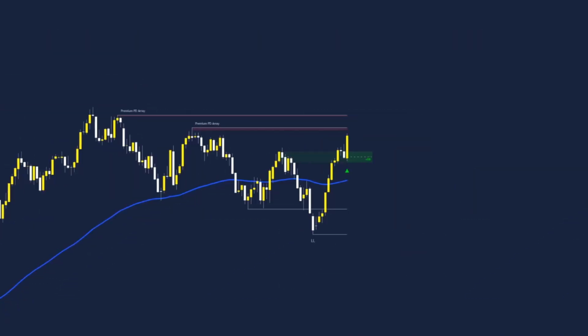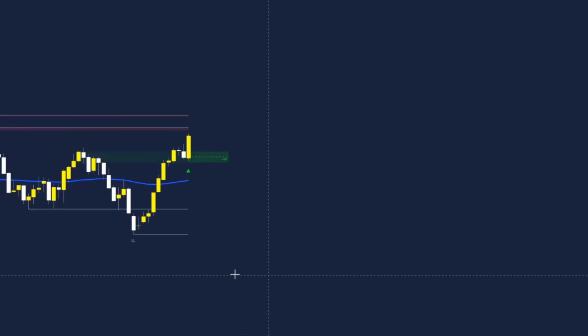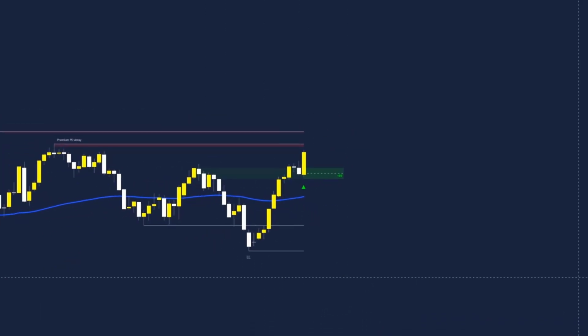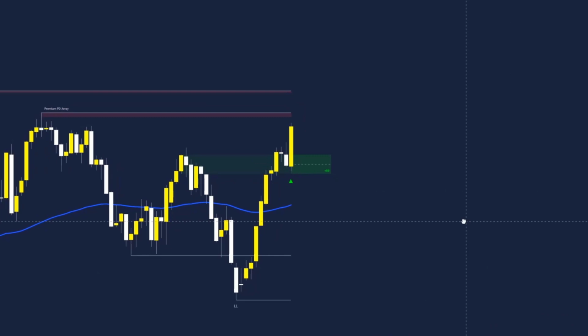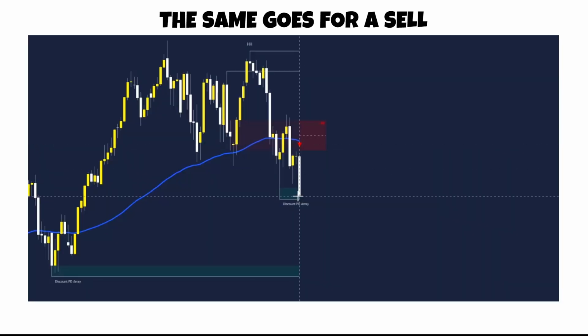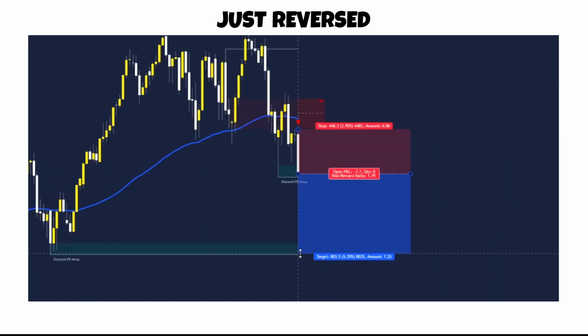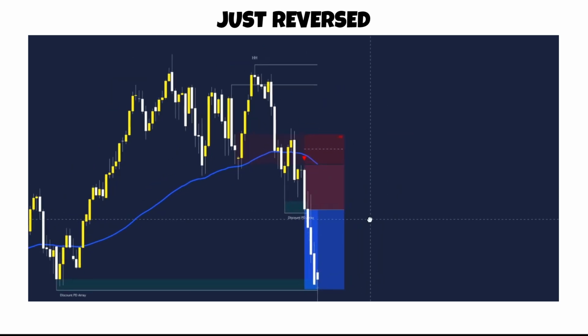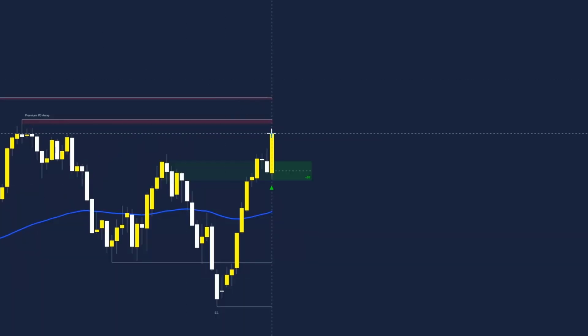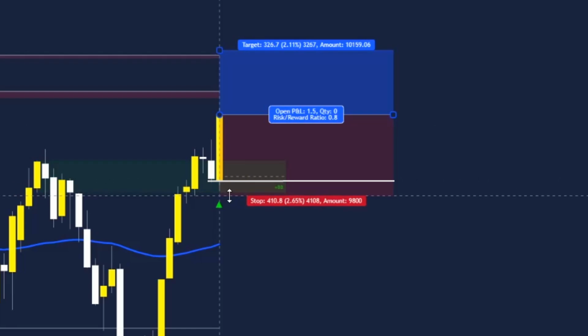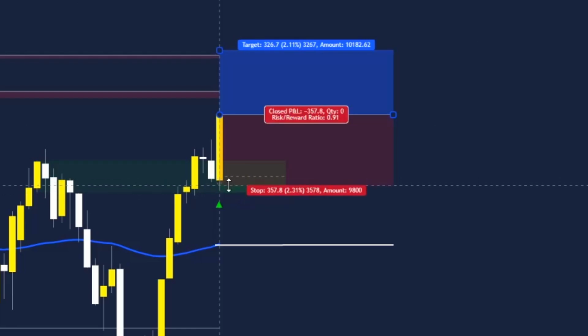For a buy or long position, we need to see price above the moving average line and a buy label paint at the point of candle close. The same goes for a sell, but this time it's just below with a sell label. From here we can enter the trade, place a stop loss at the latest swing low or at the moving average level directly below the signal candle.